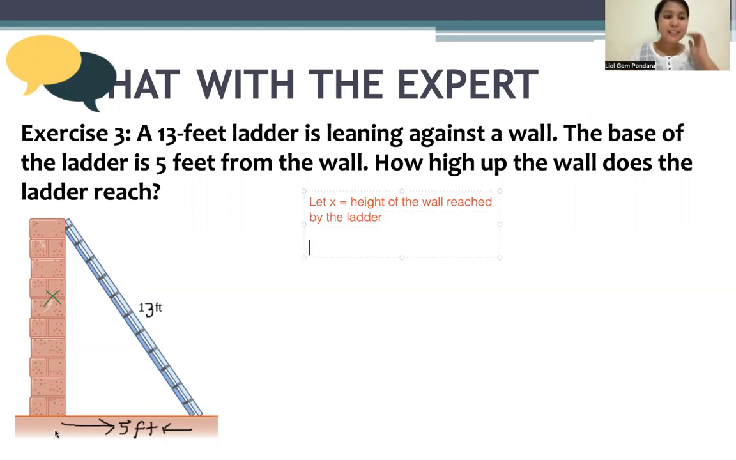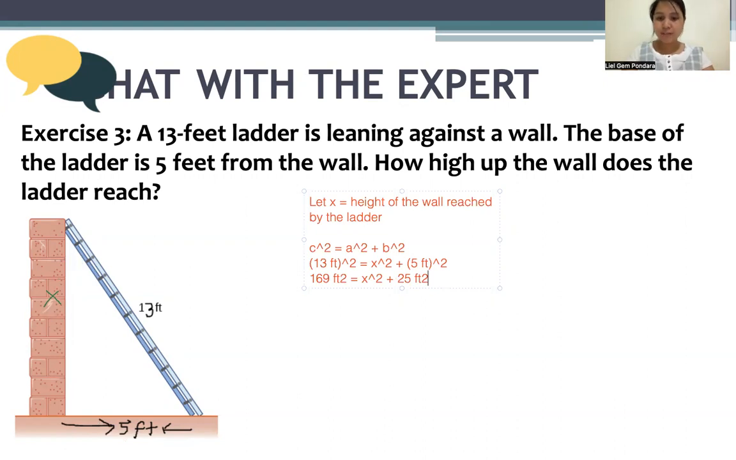If you see, this is forming a right triangle. So C squared is equal to A squared plus B squared. Our C here is the length of the ladder. That's going to be 13 feet squared equals, our A can be our X, so X squared plus the other one, 5 feet squared. So we now have 169 feet squared equals X squared plus 25 feet squared.